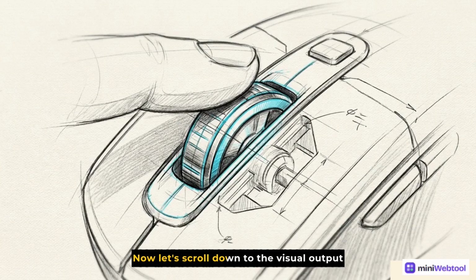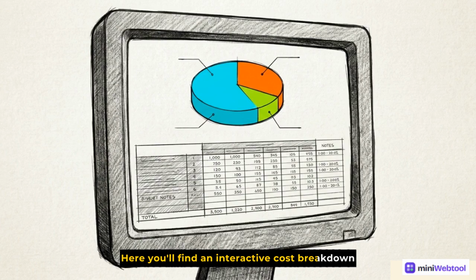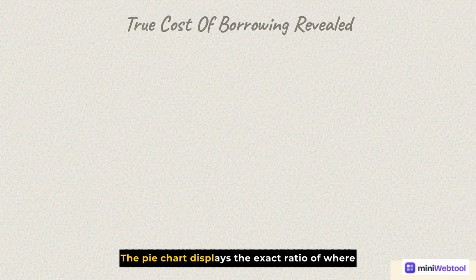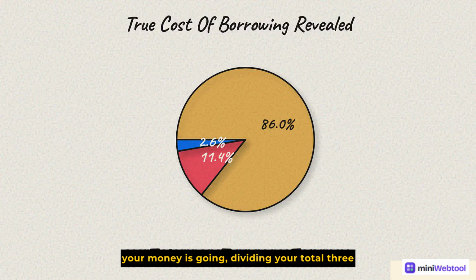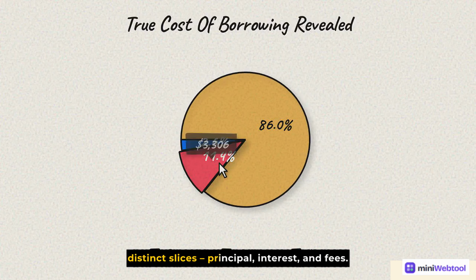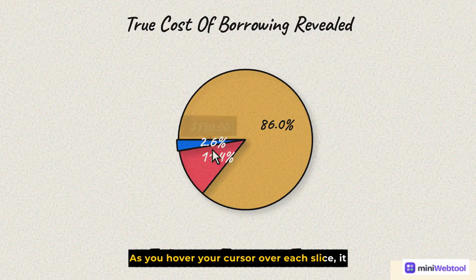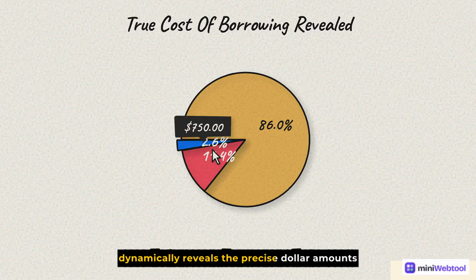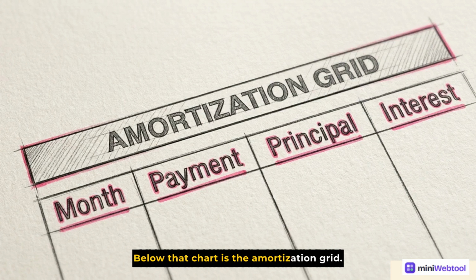Now, let's scroll down to the visual output section. Here, you'll find an interactive cost breakdown chart, followed by an amortization schedule. The pie chart displays the exact ratio of where your money is going, dividing your total cost into 3 distinct slices: principal, interest, and fees. As you hover your cursor over each slice, it dynamically reveals the precise dollar amounts behind those percentages. Below that chart is the amortization grid.